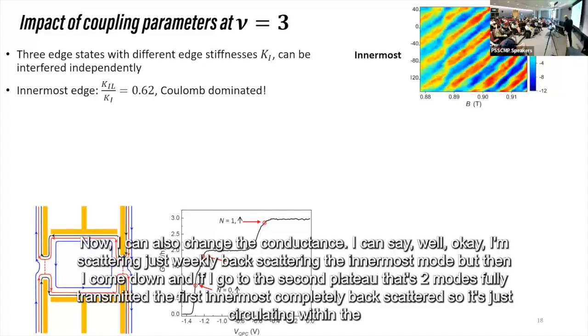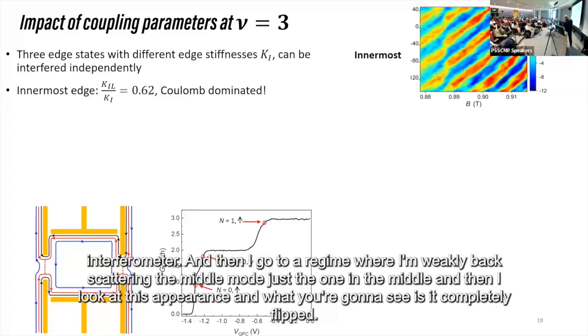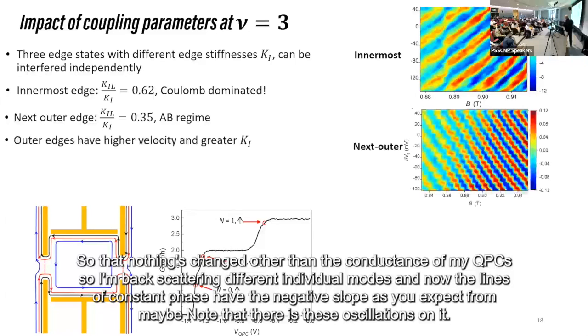Now, I can also change the conductance. I can say, well, okay, I'm just weakly backscattering the innermost mode, but then I come down, and if I go to the second plateau, that's 2 modes fully transmitted. The first innermost is completely backscattered, so it's just circulating within the interferometer. And then I go to a regime where I'm weakly backscattering the middle mode, just the one in the middle. And then I look at the interference, and what you're going to see is it completely flipped.